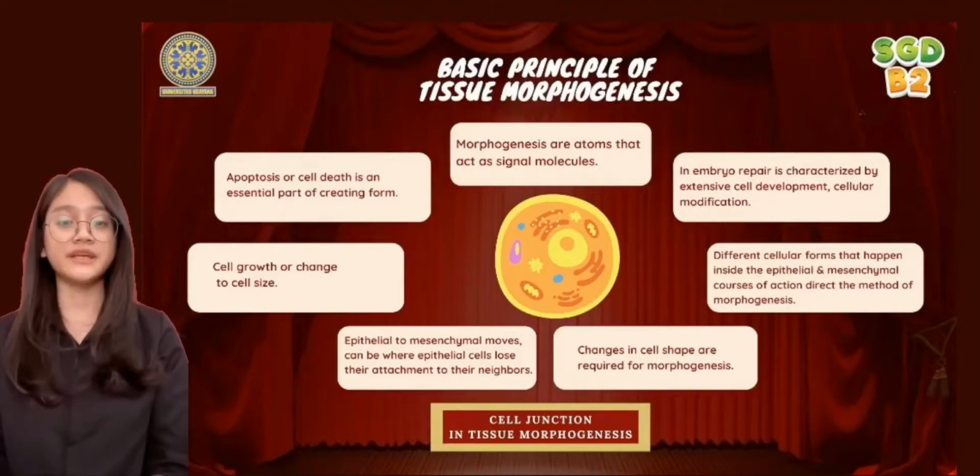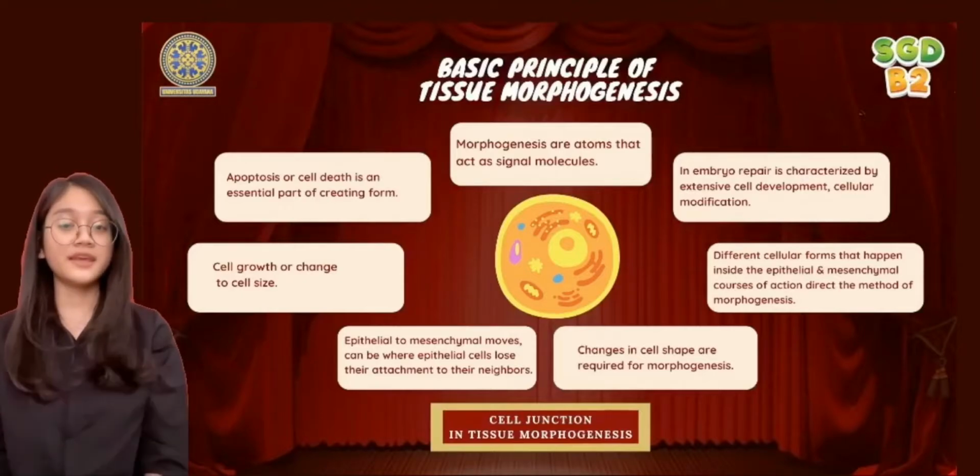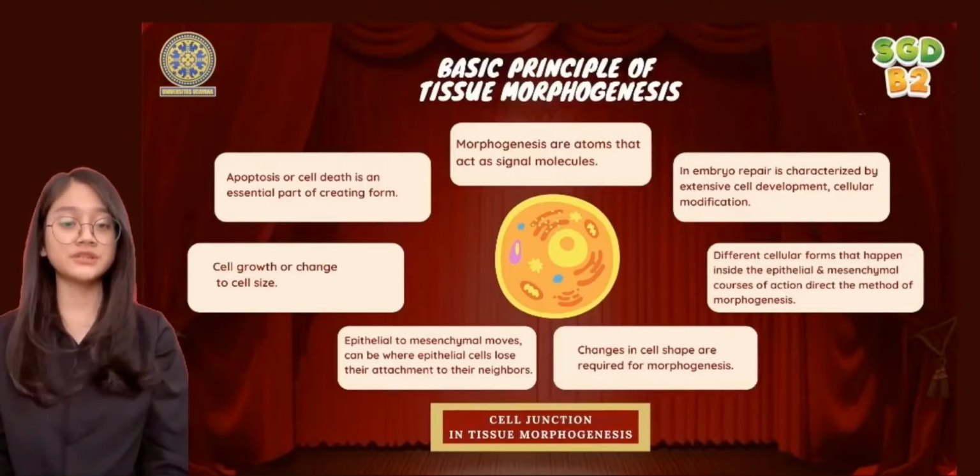Cell growth or change to cell size. While the sperm eliminates, most of the cytoplasm becomes smaller. In addition to cell divisions and cell growth, apoptosis or cell death is also an essential part of creating form.